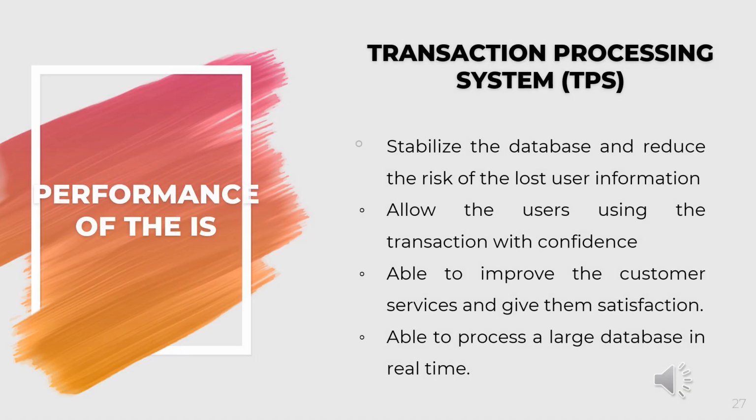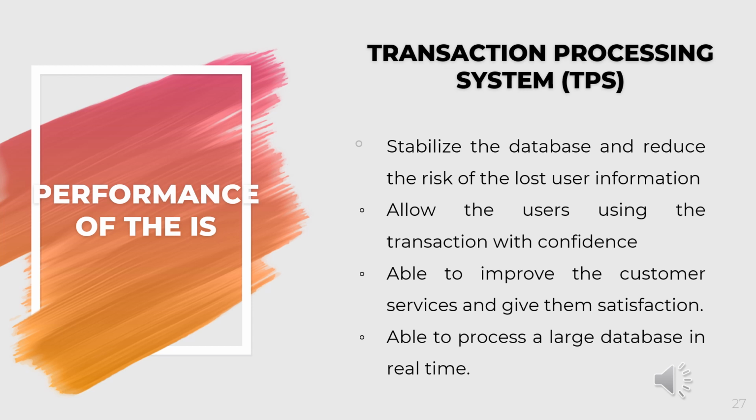So in this part we're explaining about the performance of the IS. The first performance that needs to be explained is the transaction processing system, known as TPS. The TPS can stabilize the database and reduce the risk of losing user information. Next, it allows the user to make transactions with confidence. The user can have confidence in using the transaction with the support from the transaction processing system.